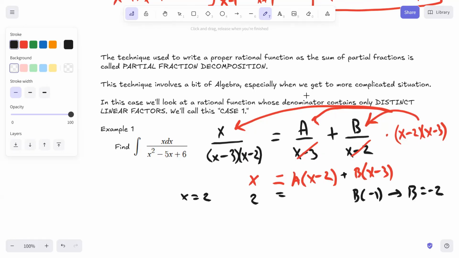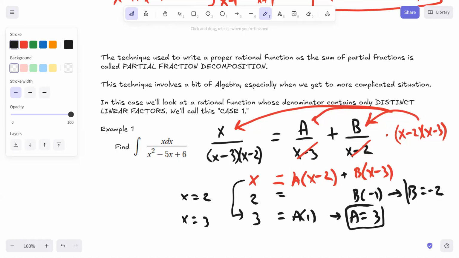Another strategic value would be to cancel the term that involves b, and that's going to be if we use x equals 3. So we take this original equation with 3 plugged in. So 3 equals a times 1, and then the b term would go away, and that would be a equals 3.